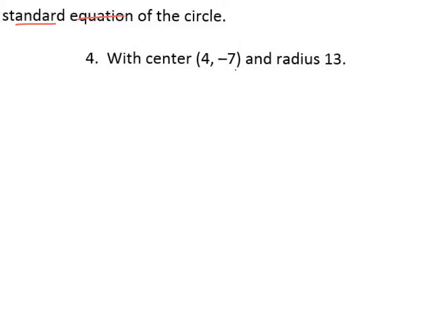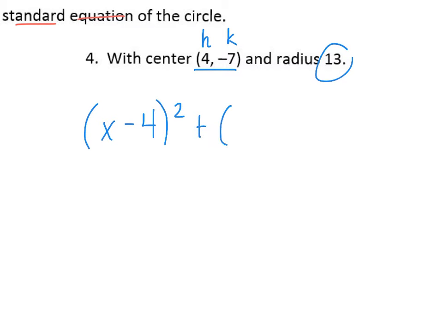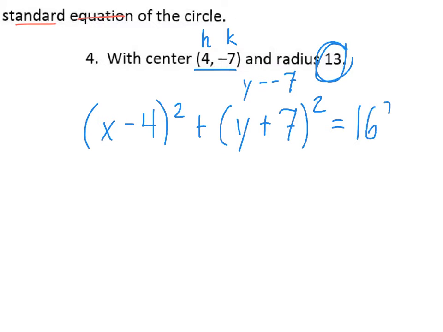For the next problem, the center they give me is (4, -7), and my radius is 13. So when I plug this into my equation, remember this is your h, this is your k, so it's going to be (x - 4)², plus y minus k, which remember, change your sign because it's y minus -7, squared, equals r squared, 13 squared, which gives me 169.